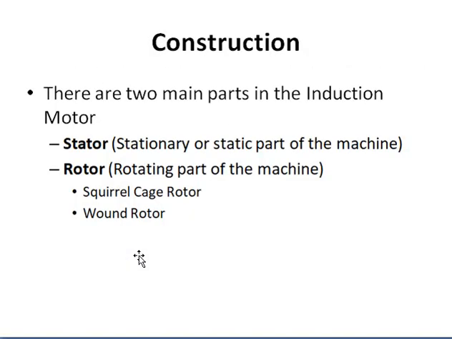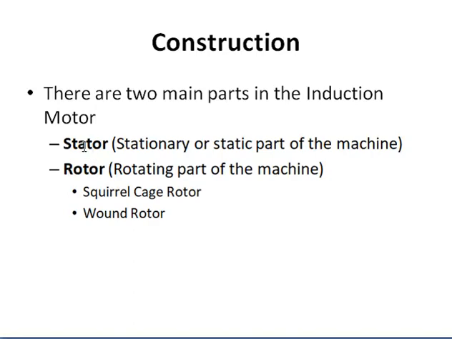So how is it constructed? Similar to the alternator, the induction motor has two main parts. One is the stationary or static part, and it is called a stator, and the second part is a rotating part of the machine. That part is called a rotor. We have a static part, the stator, and the moving part, that is called a rotor.